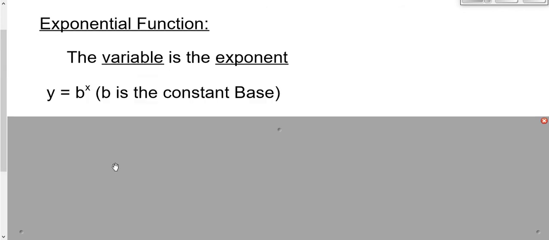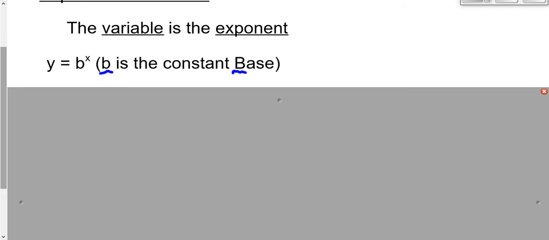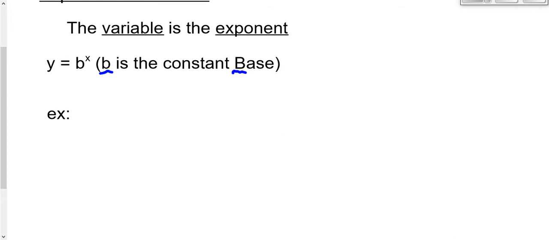An example of this would be y equals b to the x power, where b is the constant base. Constant means it's a number, so b will be a number, and it's the base of the function, so we would say it's b to the power of x, so b is the base being raised to the power. Let's go ahead and take a look at some examples of exponential functions. One basic example could be y equals 2 to the x power, where we have a base of 2 being raised to the x power.